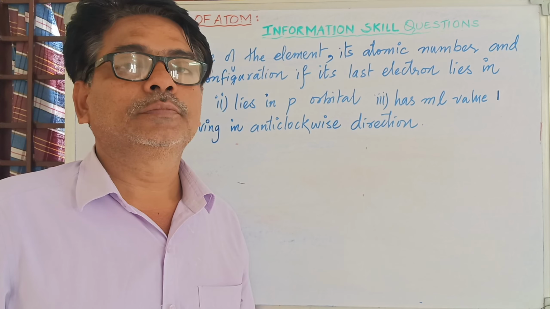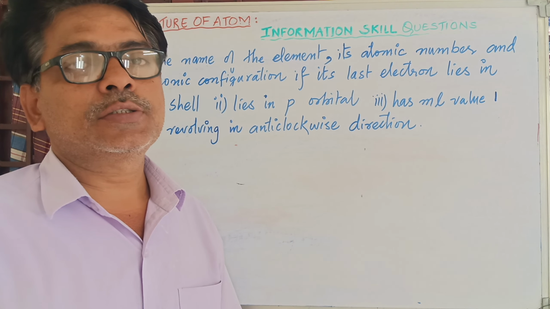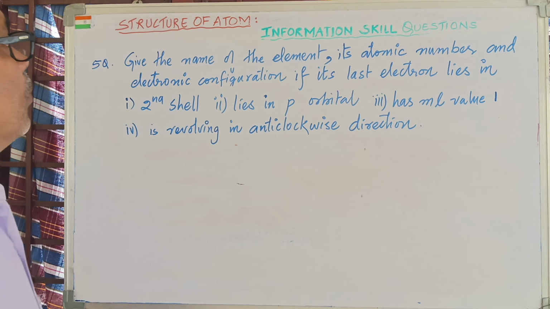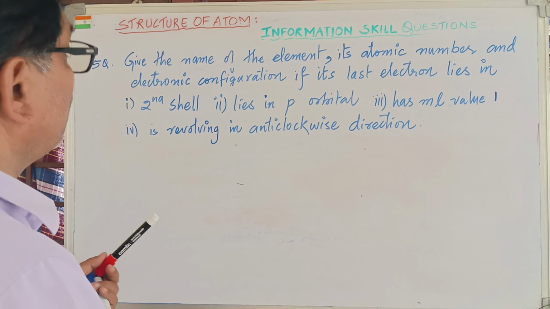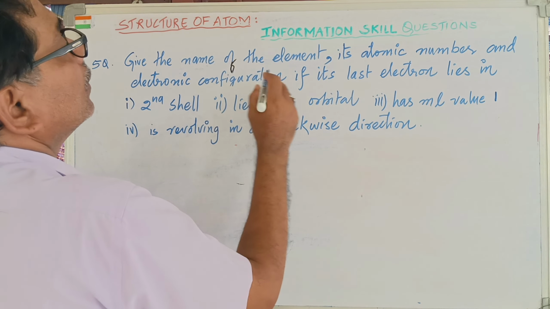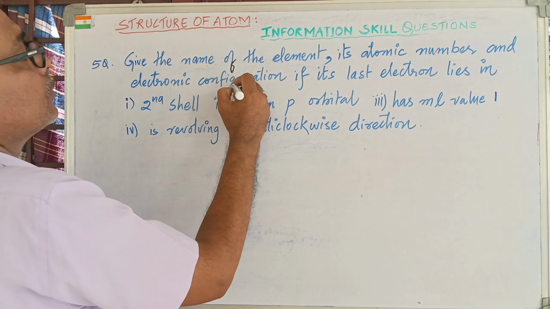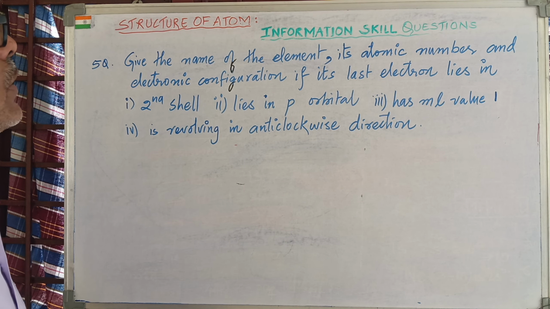Thank you. Now let's see the fifth question in structure of atom. A very interesting question. You can look at it on the board. What is given here? Give the name of the element. You have to tell the name of the element, its atomic number and its electronic configuration. So 3 things you have to say: the name of the element, its atomic number and its electronic configuration.